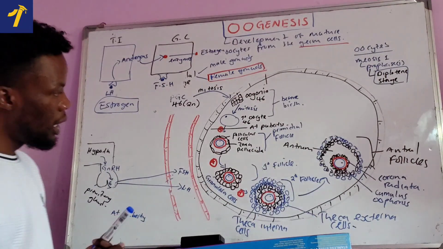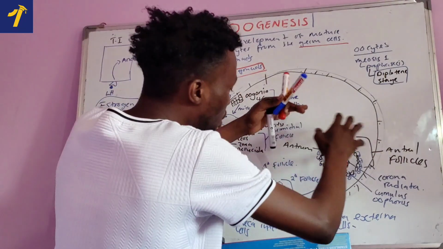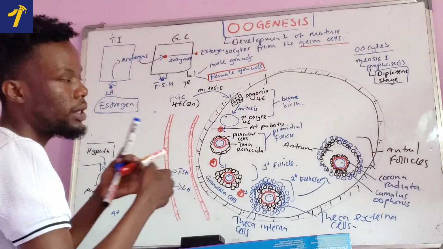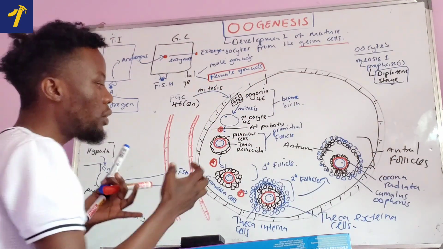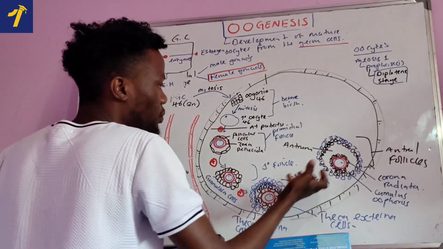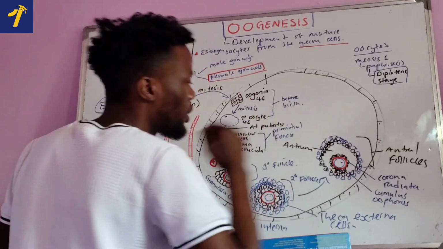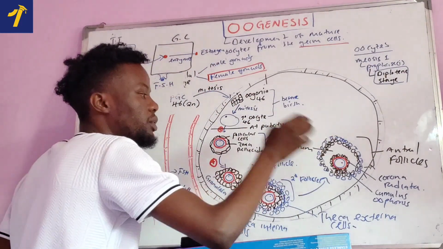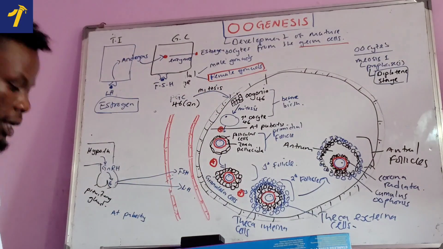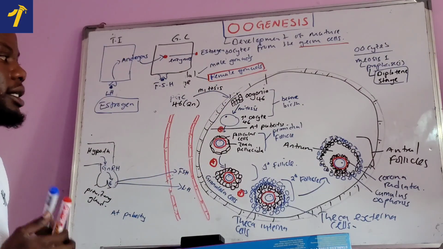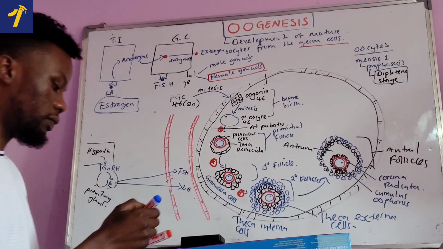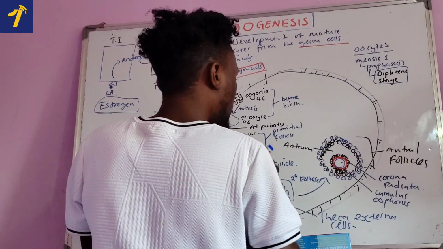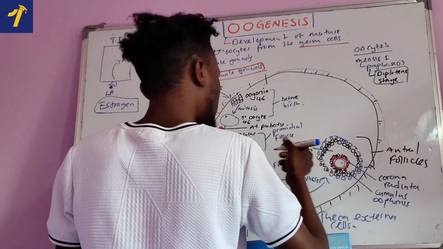All right, and because of these changes that we've talked about, the changing of these names, we're not going to call it a secondary follicle, but we're going to call it the antral follicle, because there is an antrum there, which is the fluid-filled cavity. All right. Now, the last important stage. This is the last important stage that's going to happen.